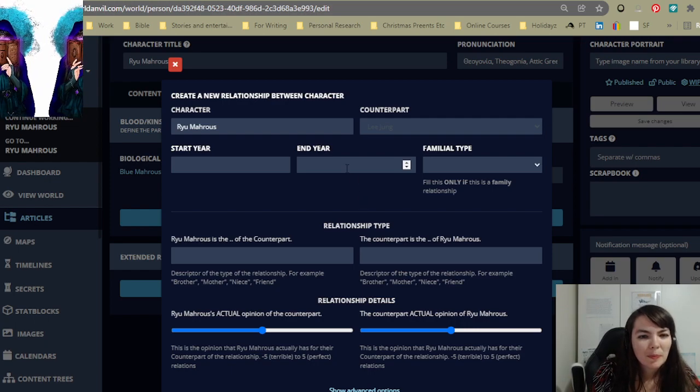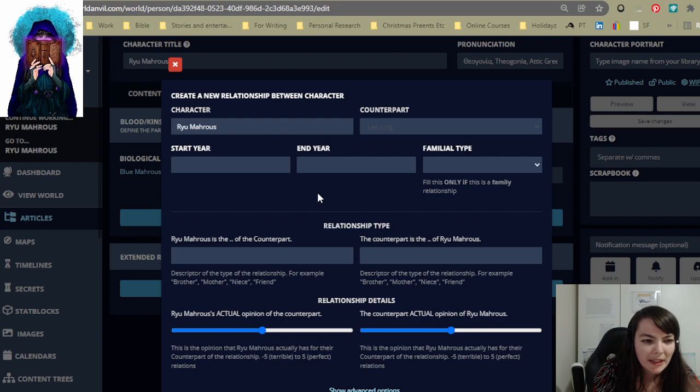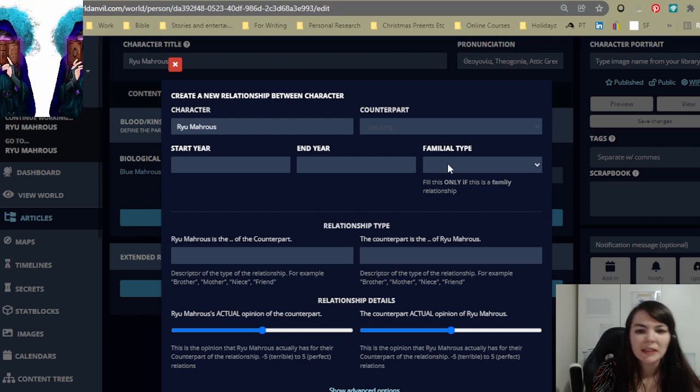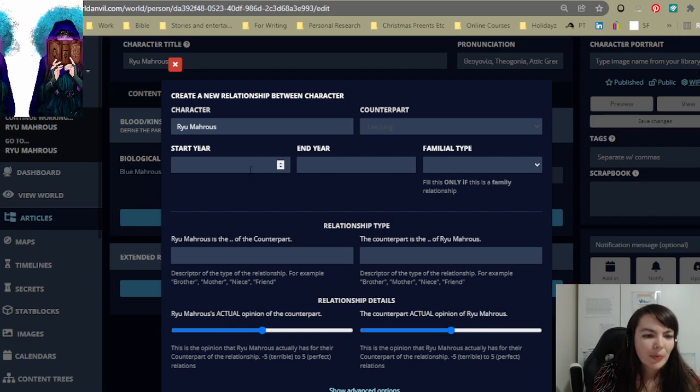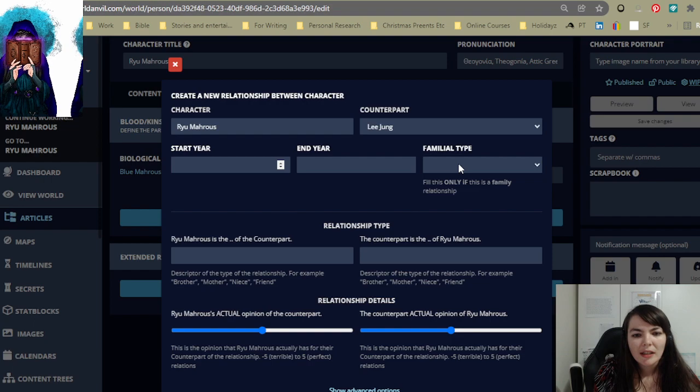Yeah, so character counterpart is that. So start year, end year, I forget when they met each other. I have a timeline somewhere, but I have so many bits of paper everywhere. I'll come back to that later. But if you know when their relationship started, that's when you can put your years in.